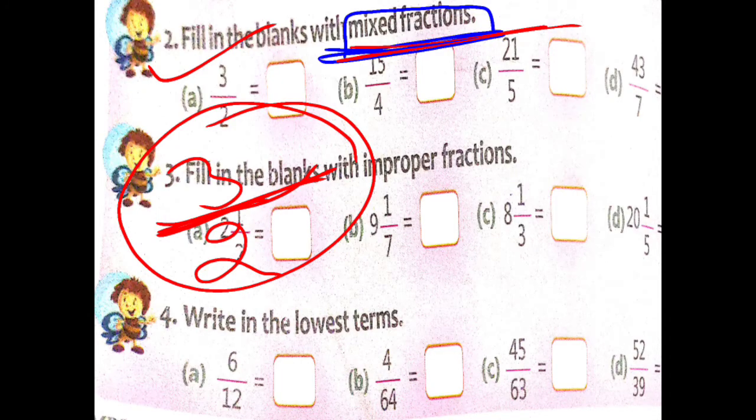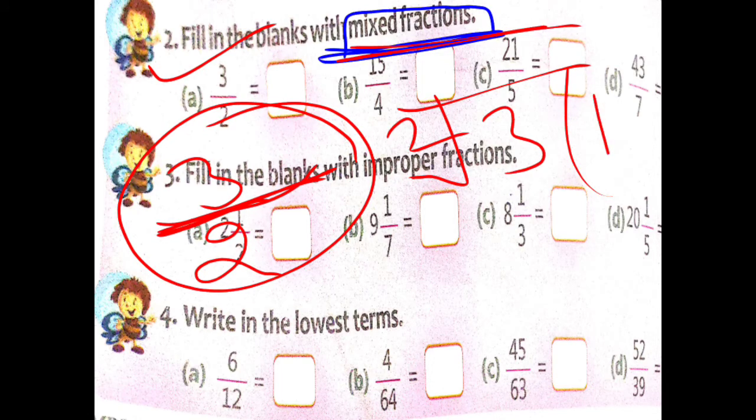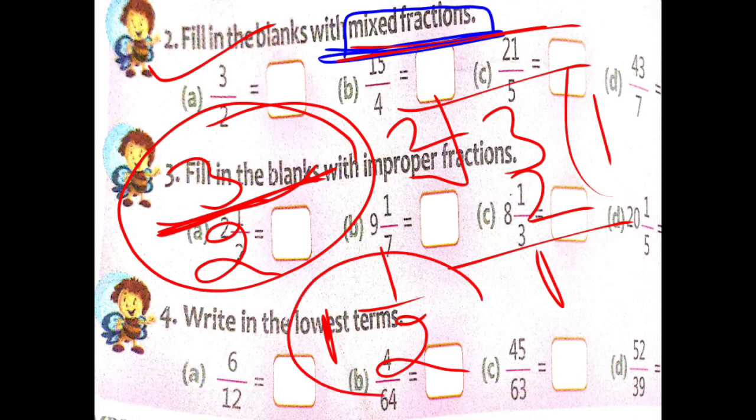Okay, so how can you divide? That is simple, you all know very well: 3 divided by 2. 2 ones are 2, and what will you write? 1 as remainder. So you write 1 of 1 upon 2. That will be the answer.